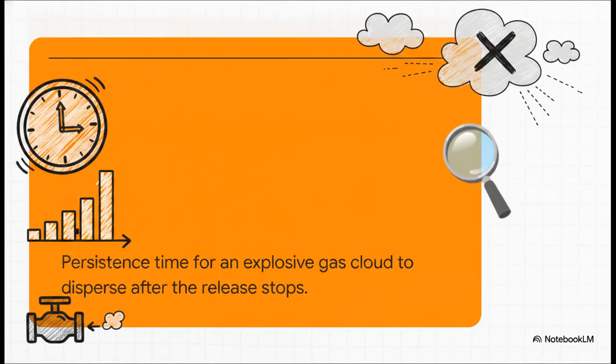Then we have our second critical variable, which is T, standing for persistence time. You can think of T as a ticking clock. Because, think about it, if a valve stops leaking, the hazard doesn't just magically vanish that very second. Persistence time tells us exactly how long that explosive gas cloud is going to linger and take to fully disperse after the release has officially stopped.